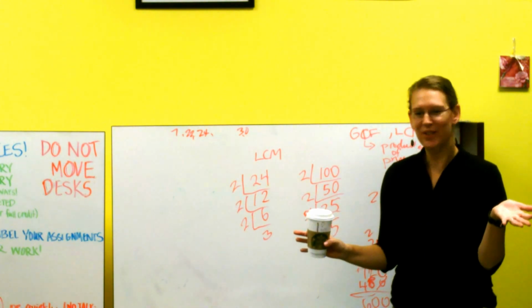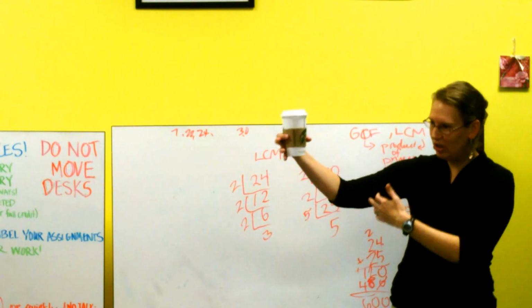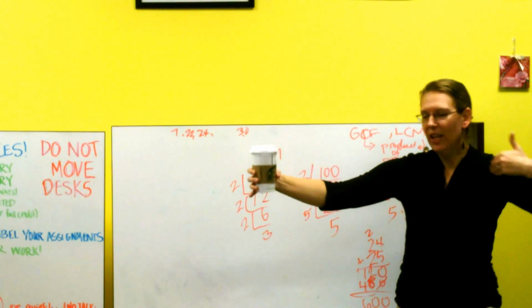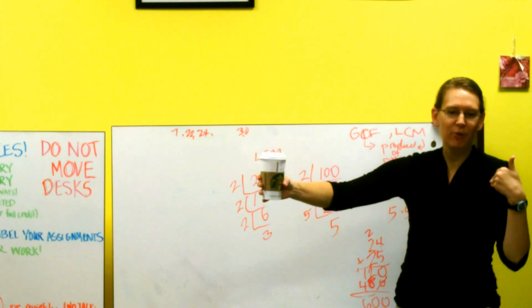We can find the range of the teachers' ages, right? We've got to take the oldest age, subtract the youngest age, and whatever that difference is, that's our range.